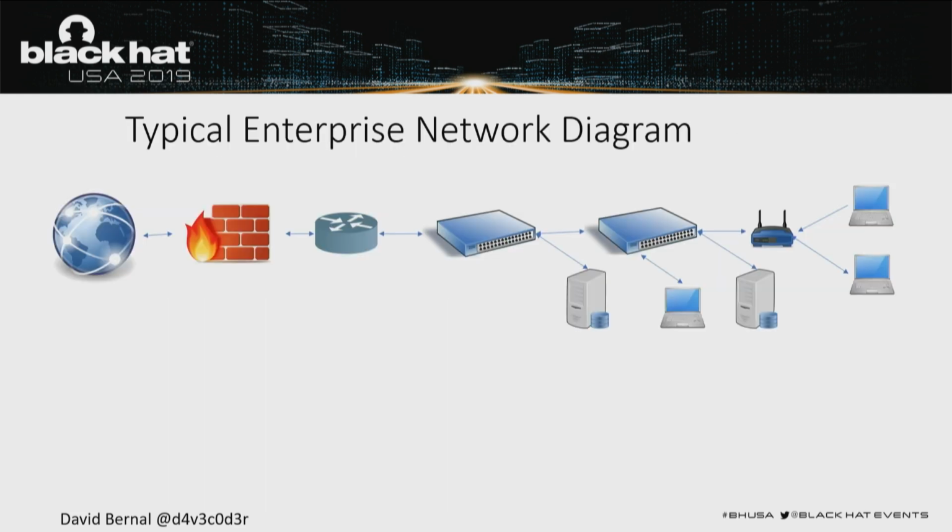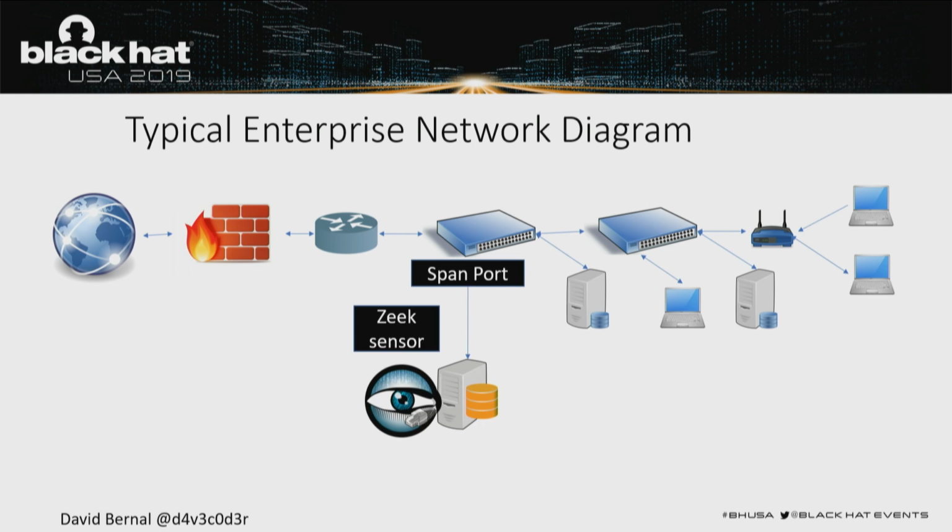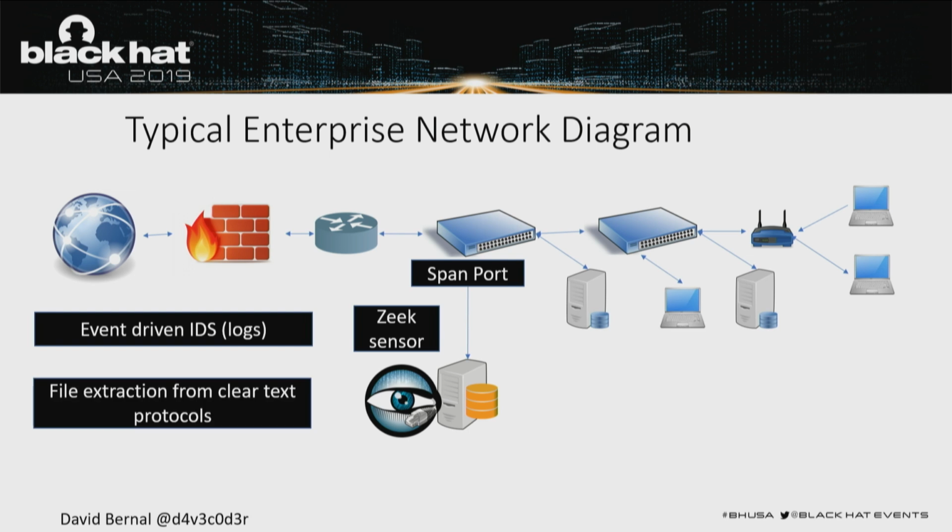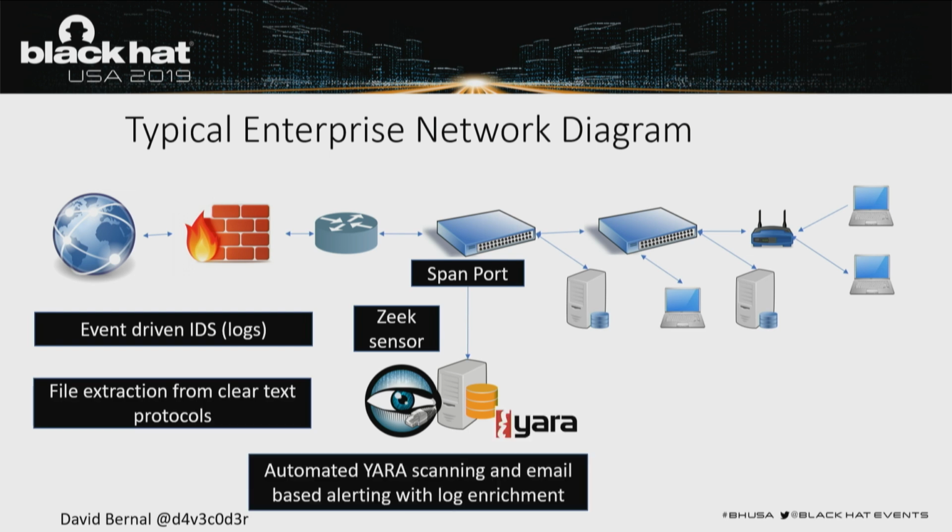So you have your typical enterprise network diagram, and you have to decide where to place a span port, which could be on your core switch. Then you send that span port to your Zeek sensor, and by default you will have your event-driven IDS logs created by Zeek. But if you enable that functionality for file extraction, you will also have a lot of files to analyze. Then you can enable YARA scanning on the extracted files, and you can send an alert to the security team so that they can take action on any detection that you have with your YARA rules.